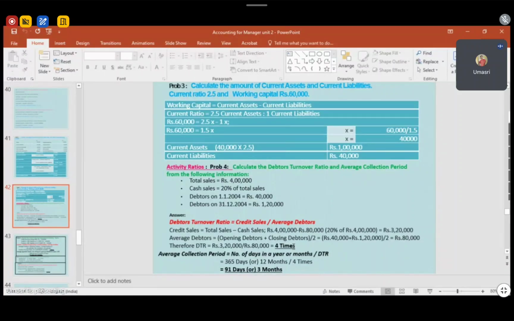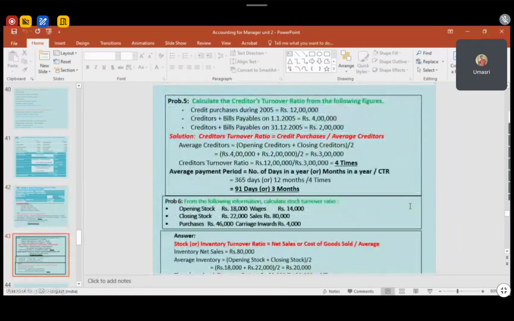So average collection period. Collection period means what? How many days or how many months once you are collecting money from your debtor, right? So you have to take number of days or number of months in the year divided by debtors turnover ratio. That is called average collection period, right? So here 365 days or 12 months divided by your debtors turnover ratio, 4 times. That means how many days once you are collecting money? 91 days or 3 months. Okay. This is debtors turnover ratio.